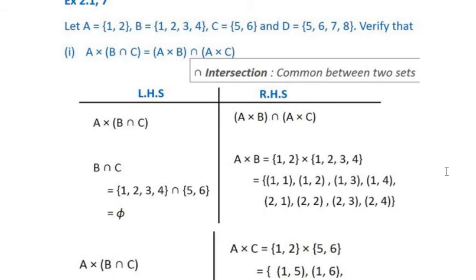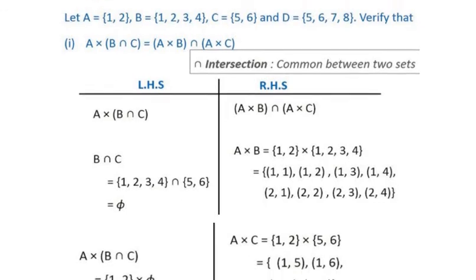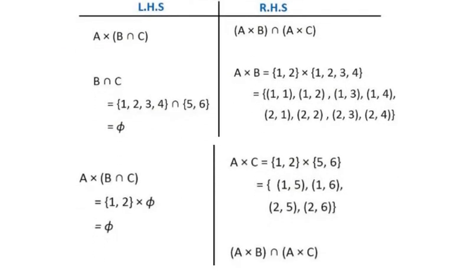So first of all, find out A cross B. A is {1, 2} and B is {1, 2, 3, 4}. So when we take its cross product, it will be (1,1), (1,2), (1,3), (1,4), then (2,1), (2,2), (2,3), (2,4). So here we are having 8 ordered pairs.